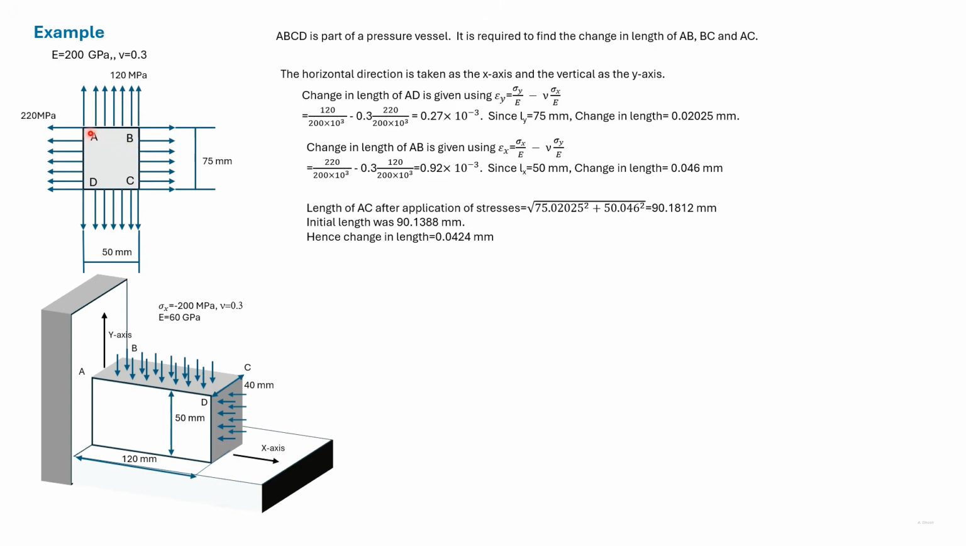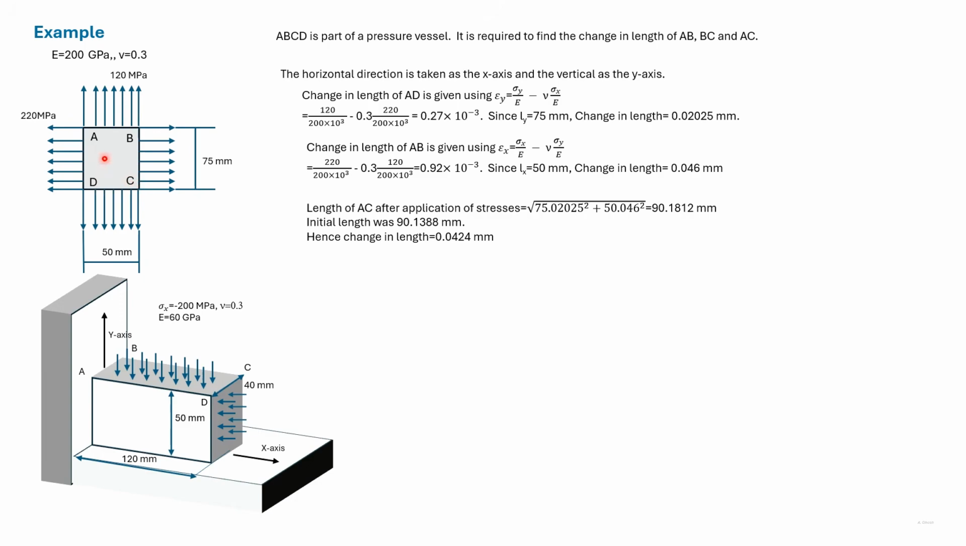Similarly, for the change in length in AB, we need to find out epsilon x. Epsilon x is given by this expression. We get the value of epsilon x and multiply it by the length of AB. We find the change in length of AB. Since we know AD and CD, we can find the length of AC of the material that is not stressed.